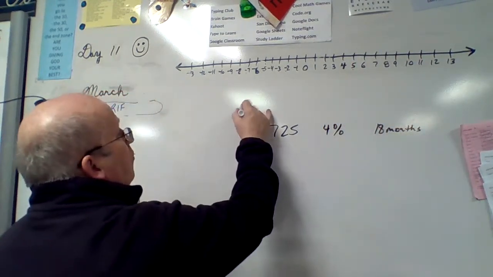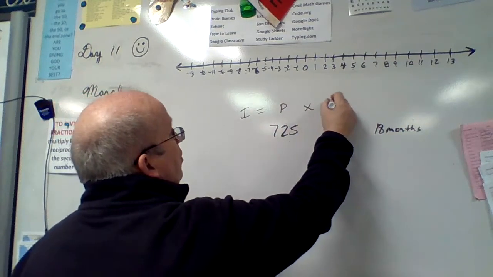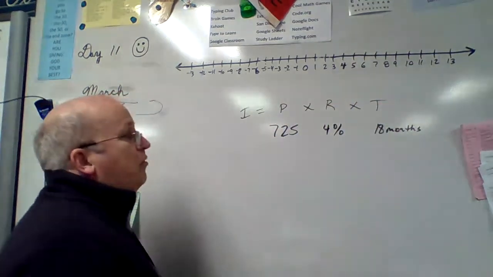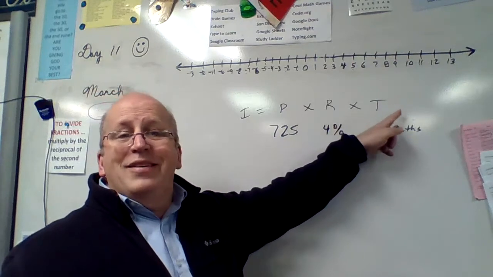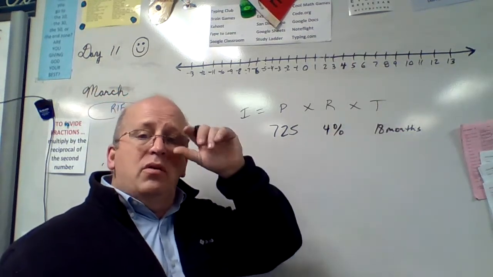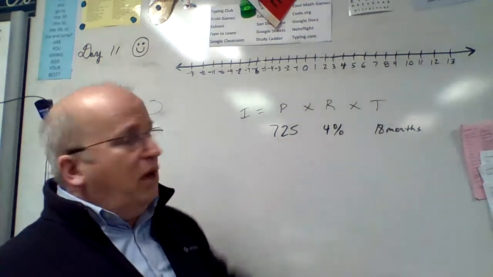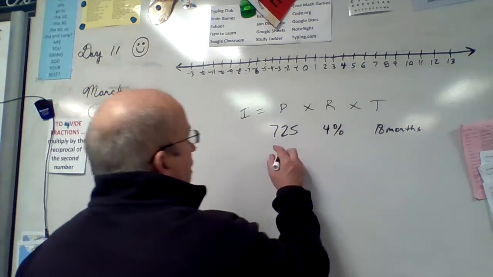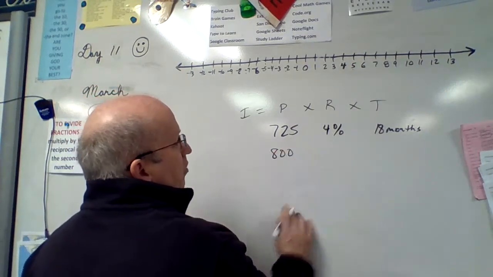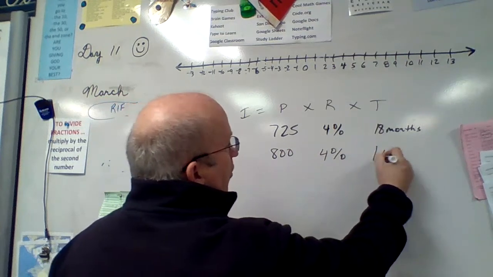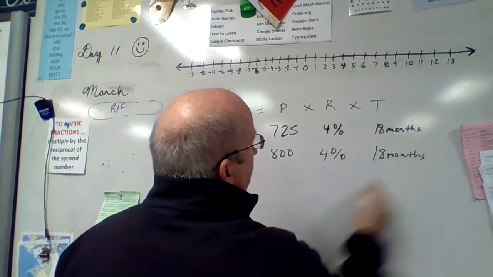Now, the typical formula for this is interest equals principal times rate times time. And the time is supposed to be in years. How do you handle it when you've got months? Do you remember? Well, again, I'm going to change this slightly. What if it's $800 at 4% for 18 months? How would I handle this?